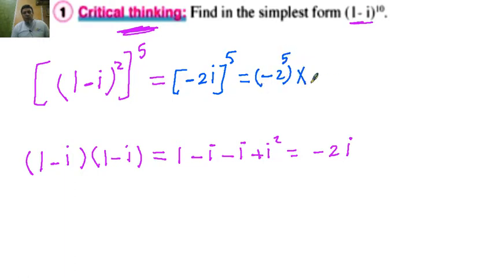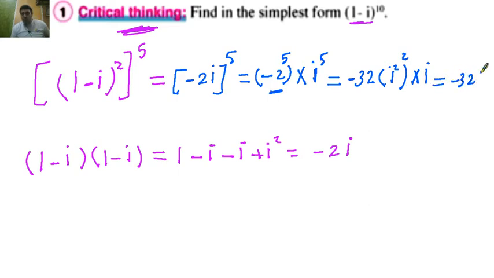We multiply negative 2 to the power 5 by i to the power 5, distributing the power. Negative 2 to the power 5 equals negative 32. And i to the power 5, as we mentioned, equals i squared to the power 2 times i, that is i to the power 4 times i. i squared to the power 2 equals positive 1. Positive 1 multiplied by negative 32, then times i, gives negative 32i. That is the result of this question.